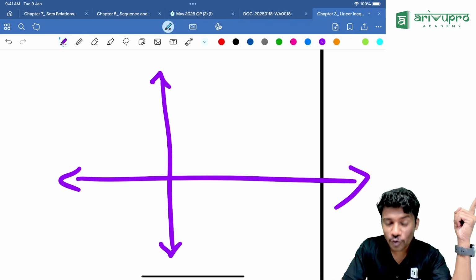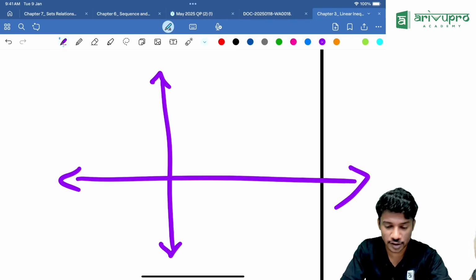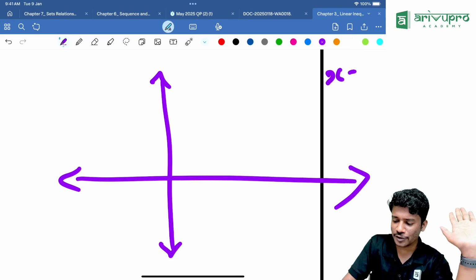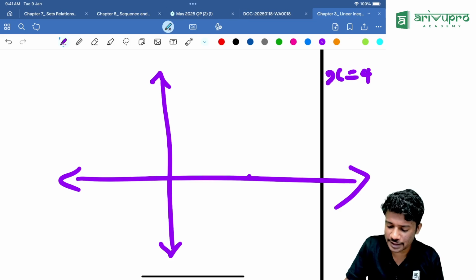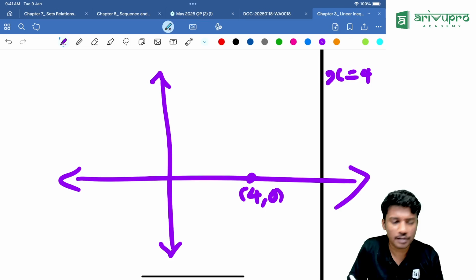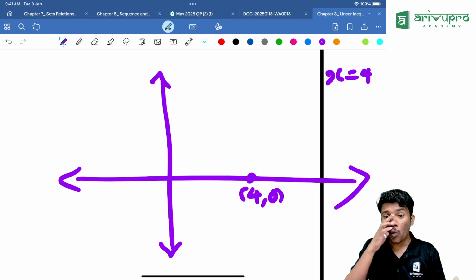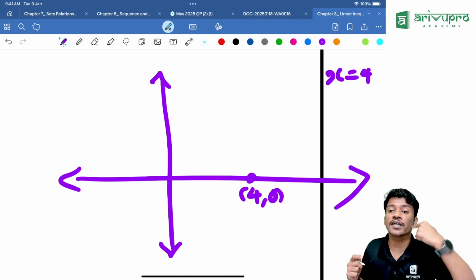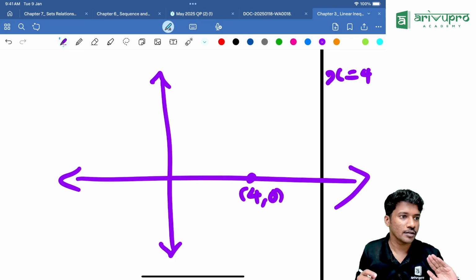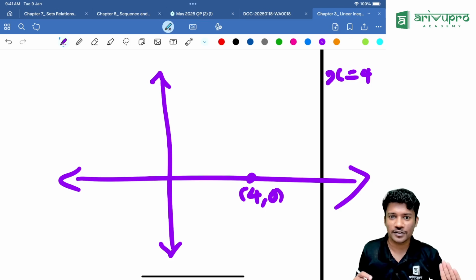X is equal to 4. Let it be x is equal to 4. That means let this be the point (4, 0). Now, x is equal to 4 means whatever may be the value of y we are putting, what will happen to x? It will be 4 itself. Whatever may be the value of y, it will be 4 itself.